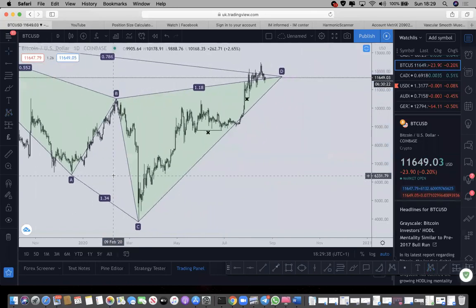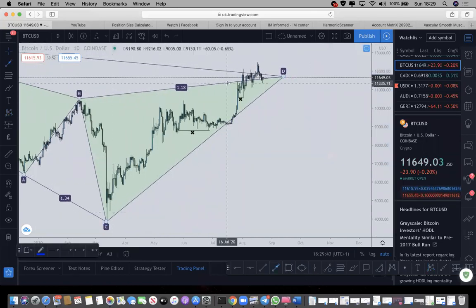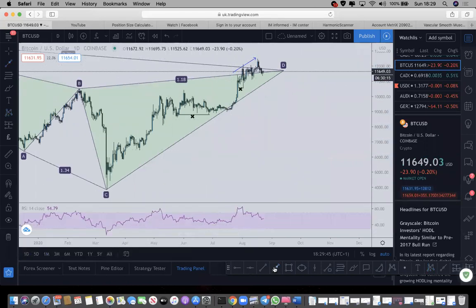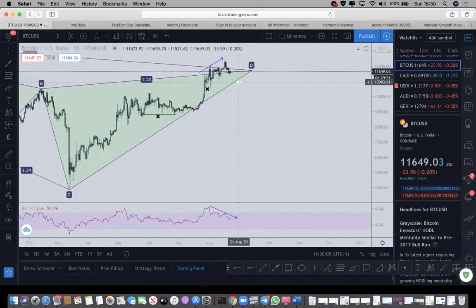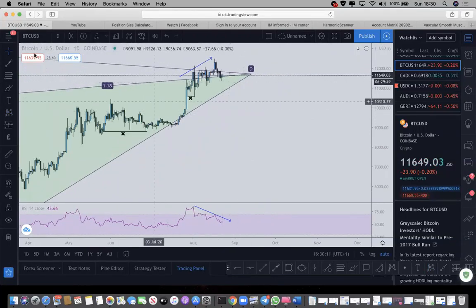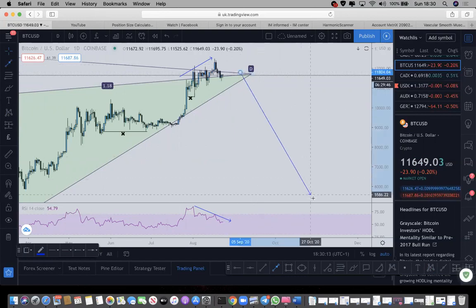We have a cipher sitting right there. And the nicest thing about it is the divergence is created. What this means is that price is still trying to push higher. However, people's interest in buying BTC is going down, which is showing some sort of relaxation in the market. Potentially, we could see Bitcoin give us a sell.